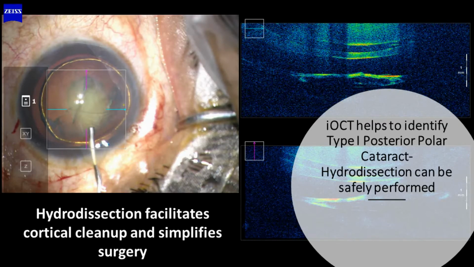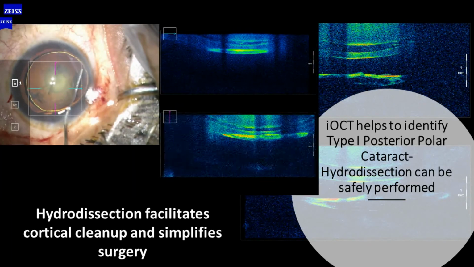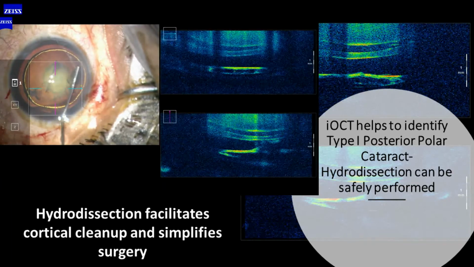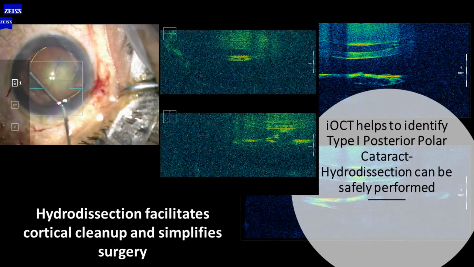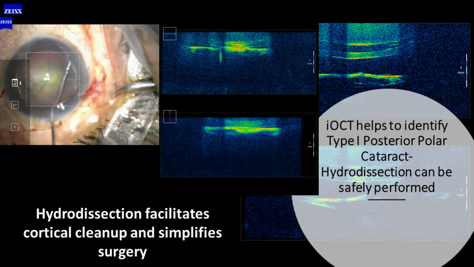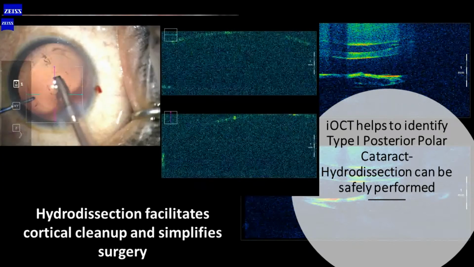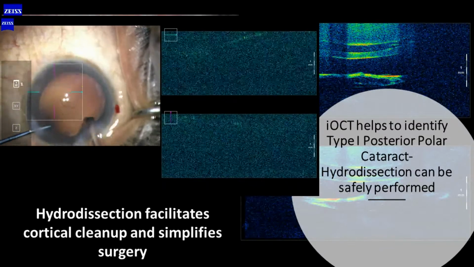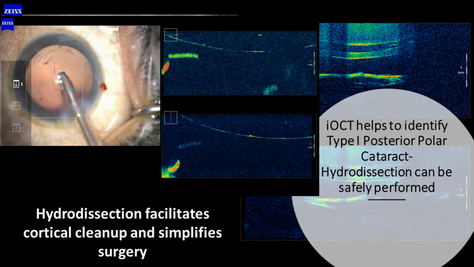Intraoperatively, IOCT aids in decision making regarding whether or not to perform hydrodissection. We demonstrated safety of performing hydrodissection in cases with type 1 opacity, with clearly delineated posterior capsule. No case with type 1 opacity developed PC dehiscence during hydrodissection. Hydrodissection is advantageous during subsequent cortical cleanup and facilitates easy aspiration of cortical strands.